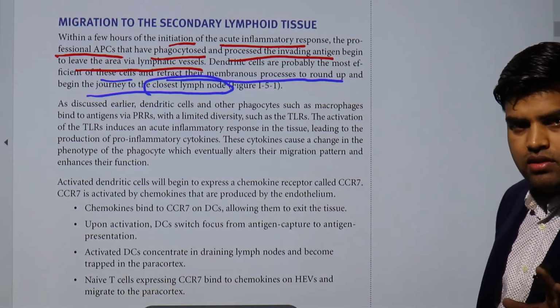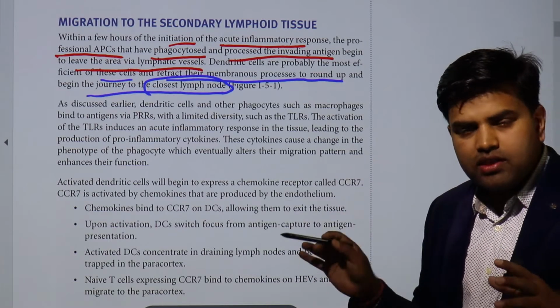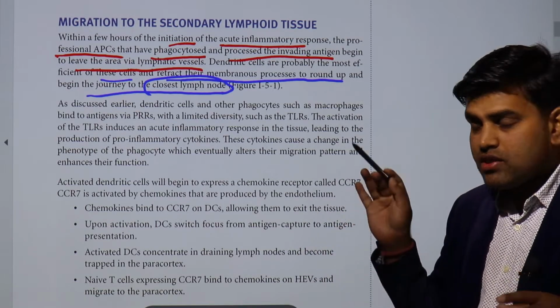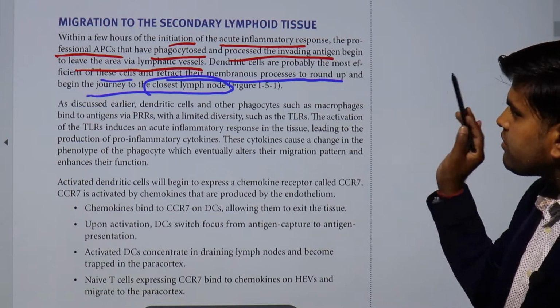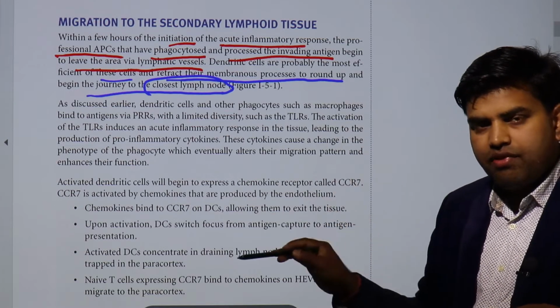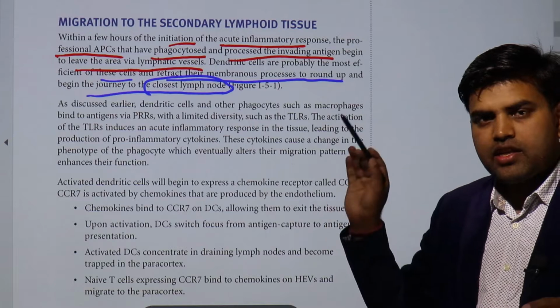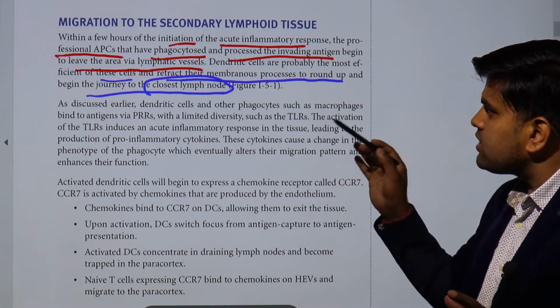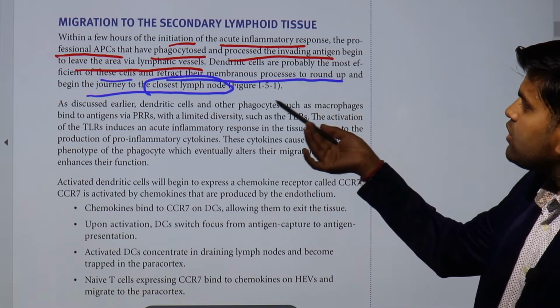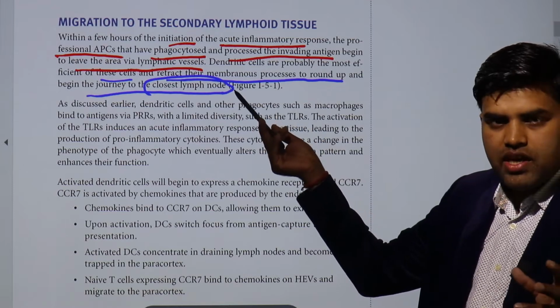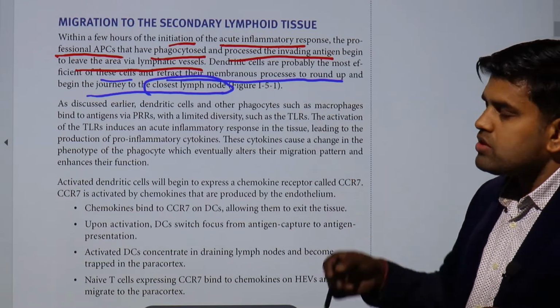What is happening? The inflammation has begun, they are phagocytosing, they are trying to kill and clear the infection. If they are not able to do so, then this dendritic cell, the antigen presenting cell, which has phagocytosed the material, takes it to the closest lymph node. They are leaving the infection area and going to the closest lymph node.